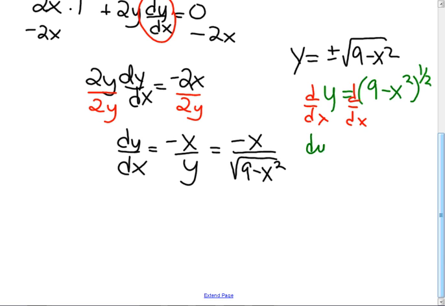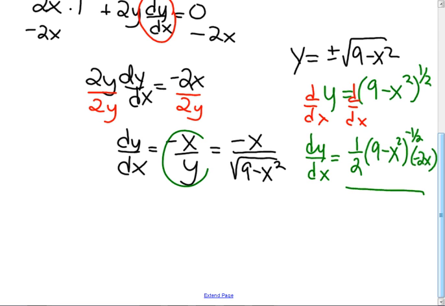dy/dx is what? 1/2 (9 minus x squared) to the negative 1/2 times minus 2x. Okay, but honestly, look at this and look at this. Which was kind of easier to look at? This is more pleasing to me. I'd rather see the x than the y there. It's just simpler looking. Is it the same thing?